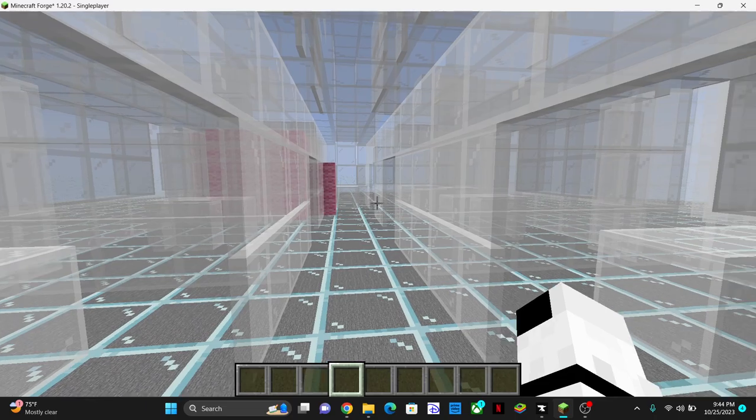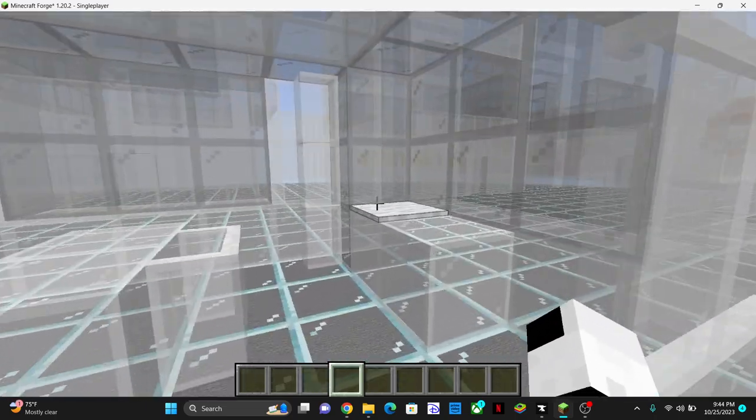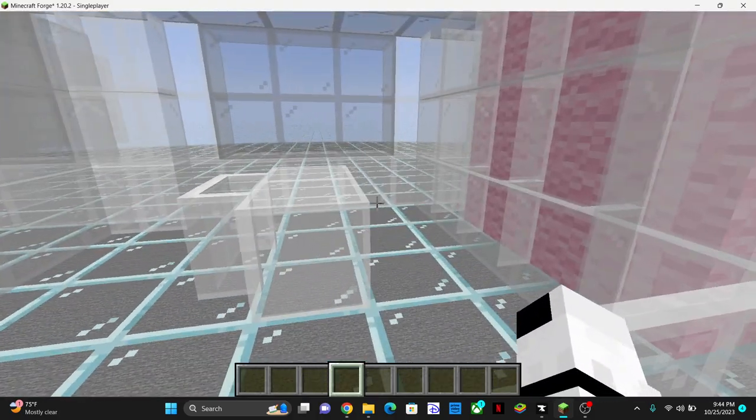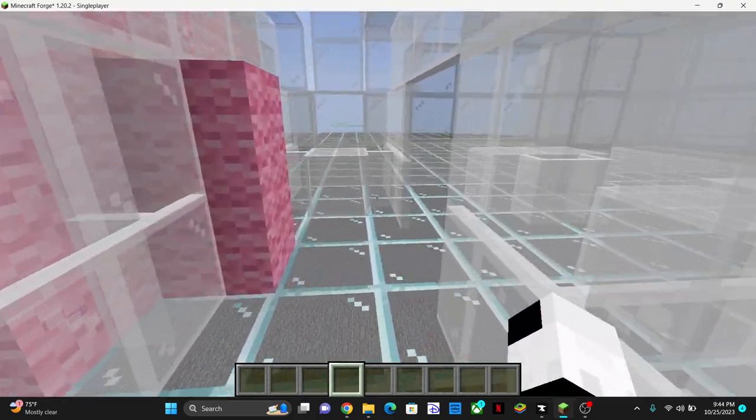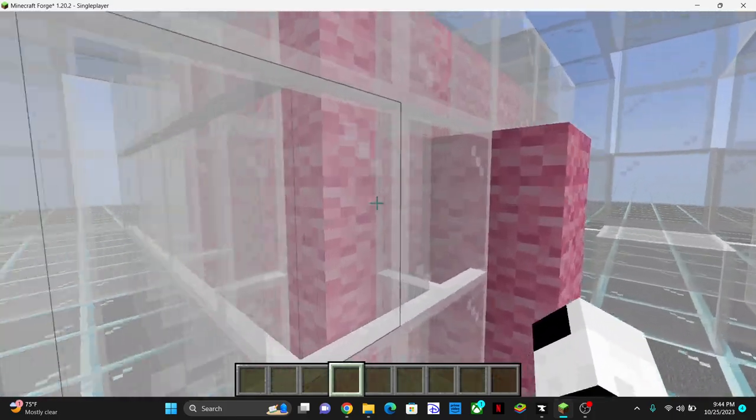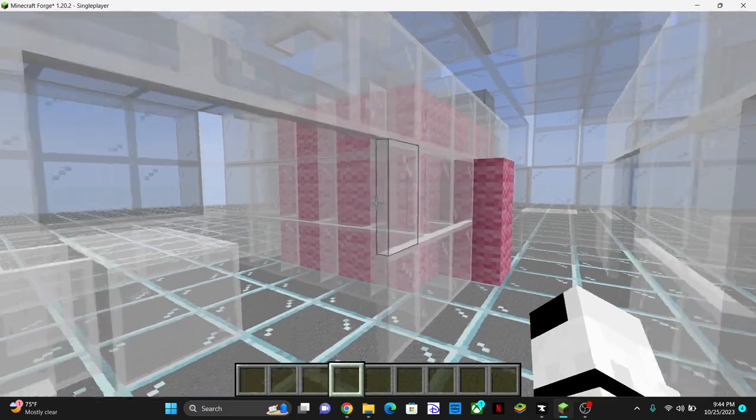Right here you can see that everything is perfectly symmetrical. All the rooms are equal, the same, and well, this one, they're working harder than the other ones right here.